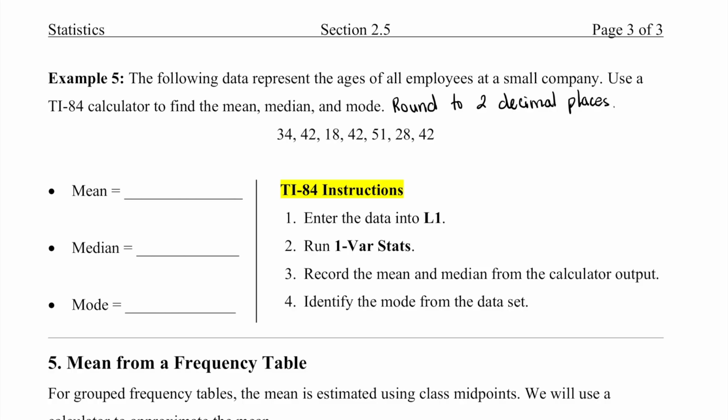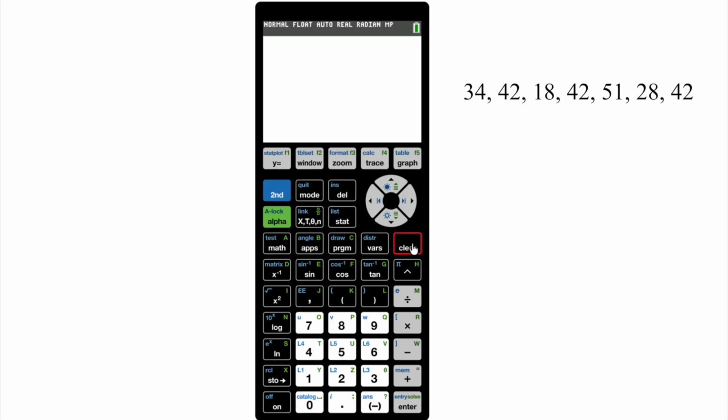Let's begin with example 5. We're given this data set and we want to use the TI-84 calculator to find the mean, median, and mode. Round the answer to 2 decimal places. Hey everyone, in this video, I'm going to show you how to use the TI-84 calculator to find the mean and median.